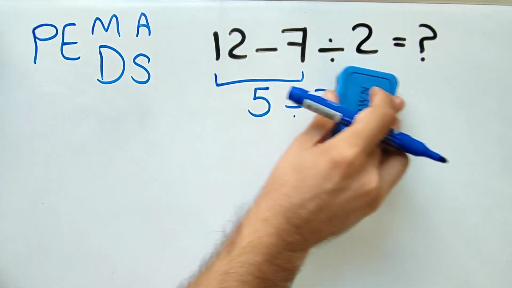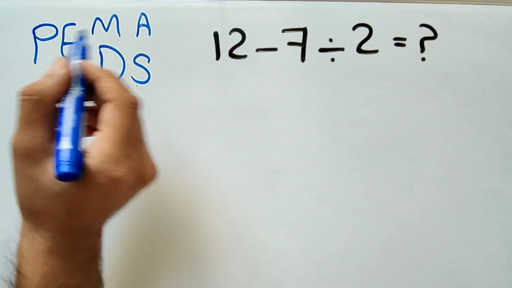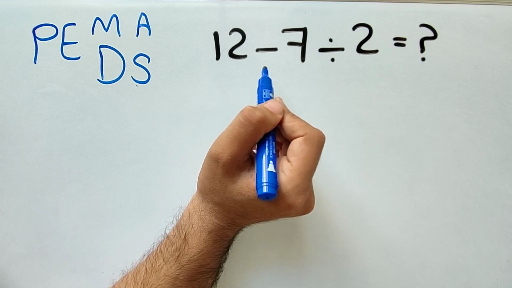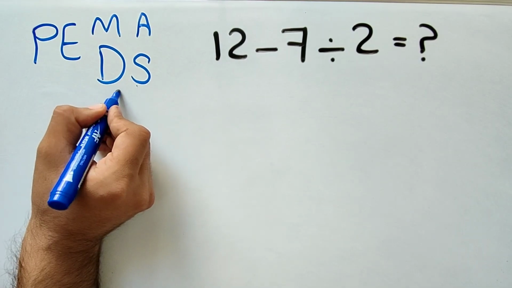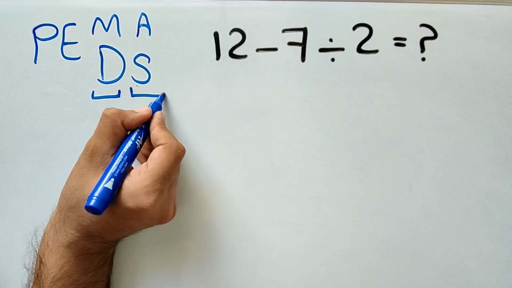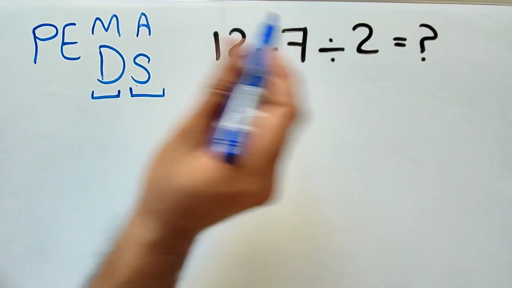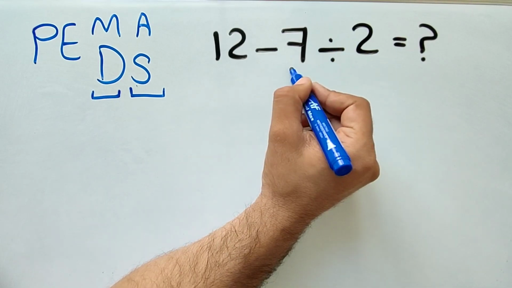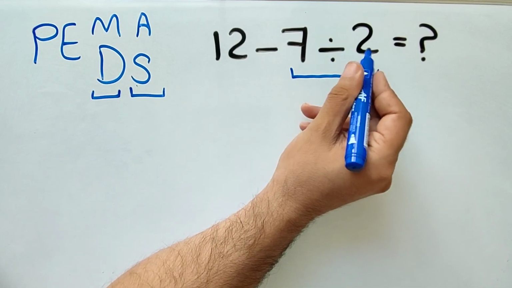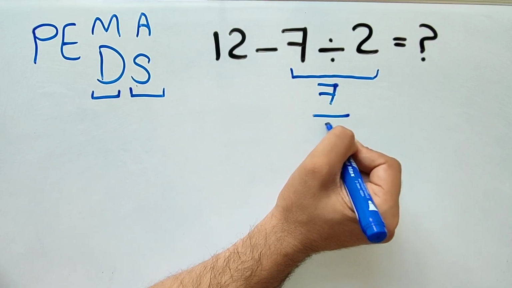According to the rules of mathematics, PEMDAS, which is here, we have to solve this expression in this way. First parentheses, then exponent, then multiplication and division, and then addition and subtraction. So according to this rule, we have one division here that we have to solve first. So 7 divided by 2 gives us 7 over 2.